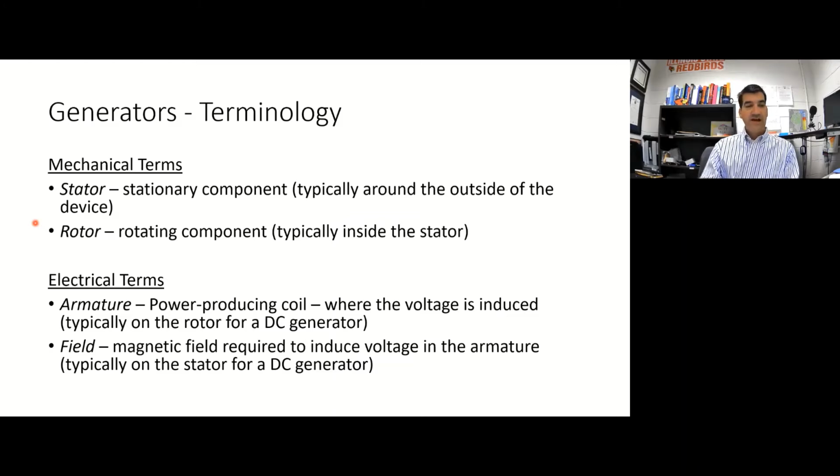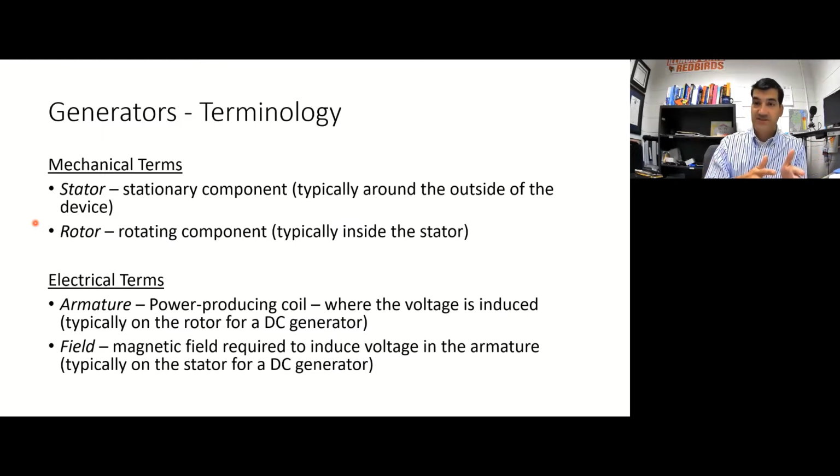All right. The downside with that is that, well, if you use a permanent magnet on the rotor to provide the magnetic field, then you have no control over the magnitude of that magnetic field. You can't change the magnetic field of a permanent magnet. All right, so that's a downside to that design with the armature on the stator.